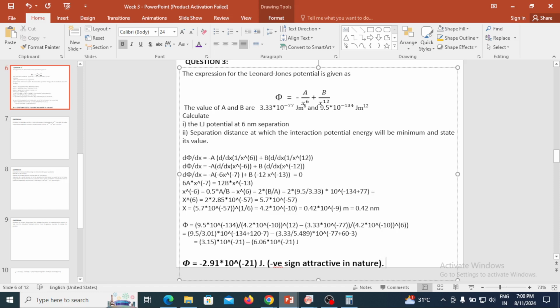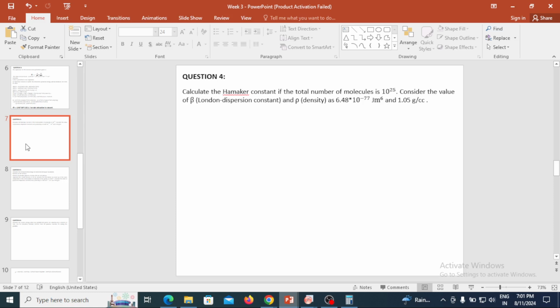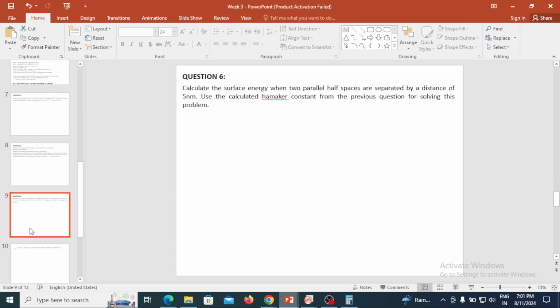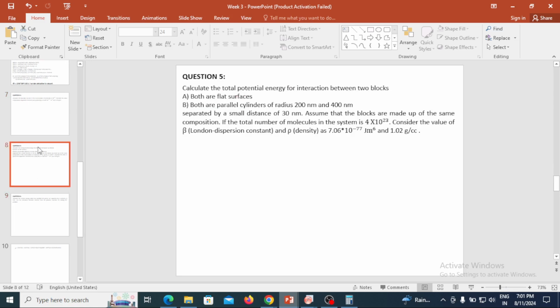So you can always put for 6 nanometers, and then you just have to change the value of x power 6 and x power 12. But since we have done this question, which is more extensive compared to the previous one, I am not going to solve for that one. You can take it as a home task.